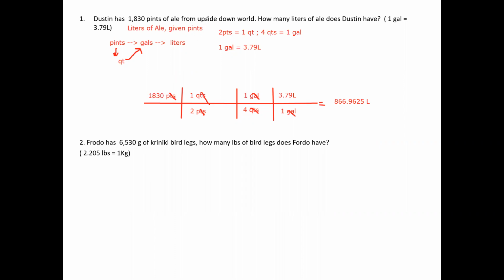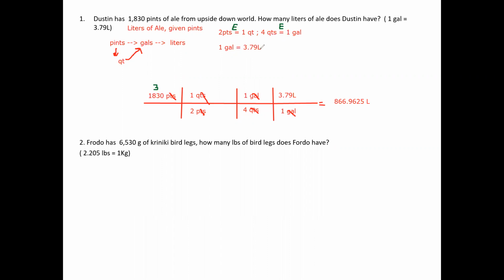So we look at our original number, 1830. 1830 has 3 significant figures because this 0 is trailing and there's no decimal point. 2 pints equals 1 quart. This is exact because pints and quarts are in the same system of measurement. So that has an infinite number of significant figures. 4 quarts equals 1 gallon. Again, quarts is English system, gallon is English system. So this is exact, so it has an infinite number of significant figures.